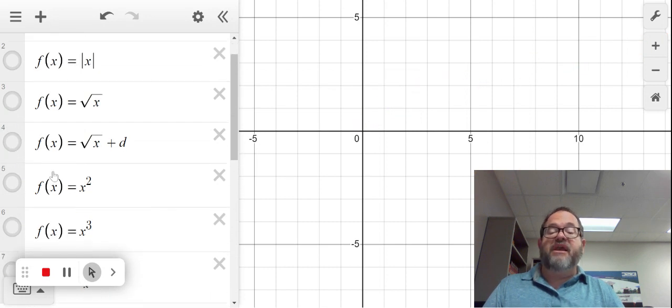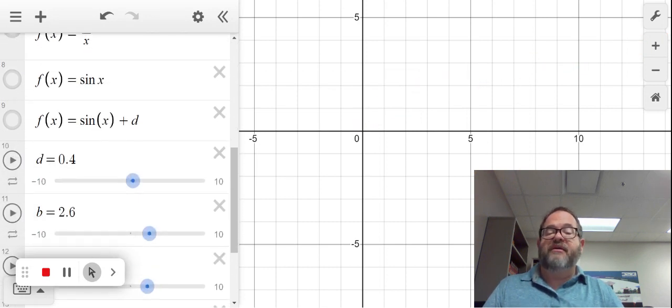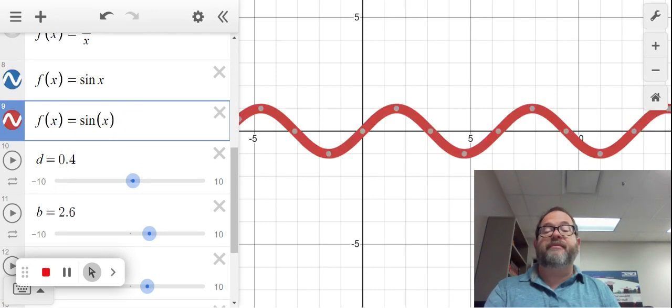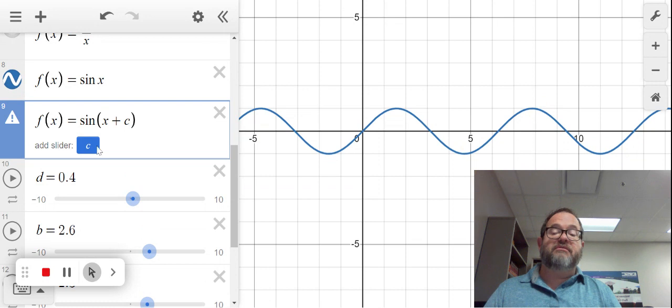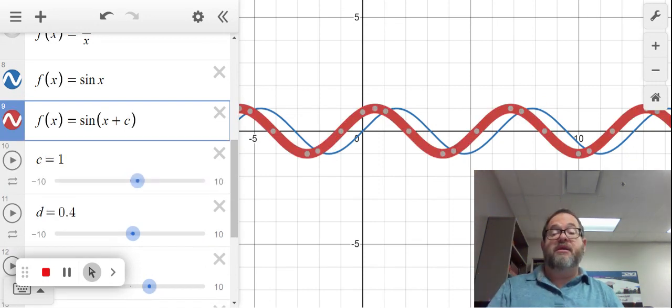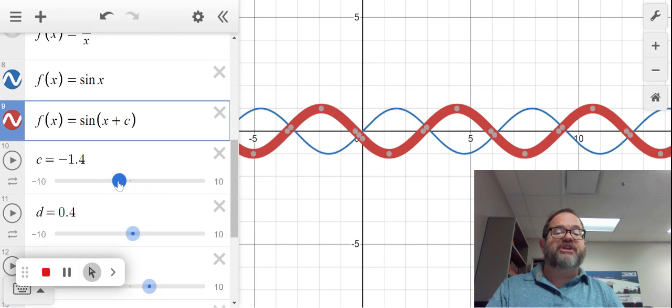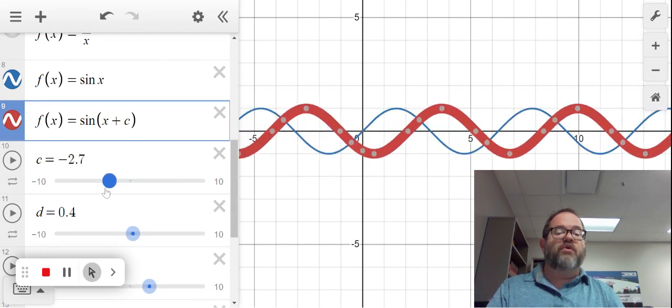Finally, there's going to be the letter c. Let's go back to this parent function of sine. If I add some constant c inside of the parent function, I'll have to add a new slider for c. Look what happens as I change the values of c. It shifts left and right. It shifts horizontally.